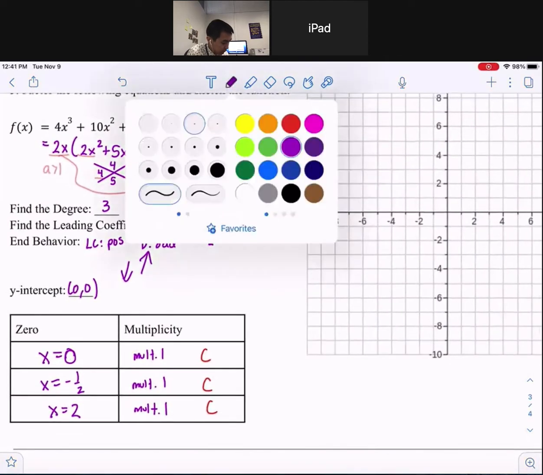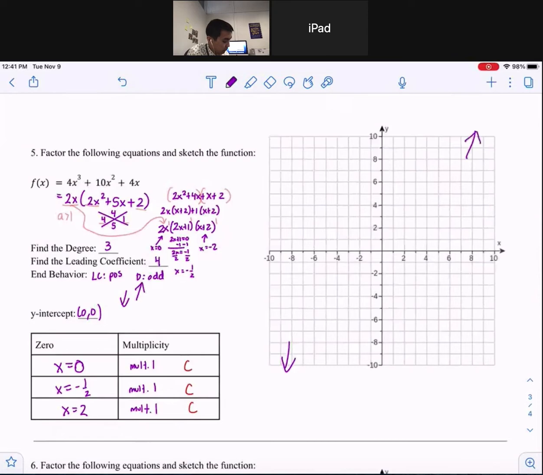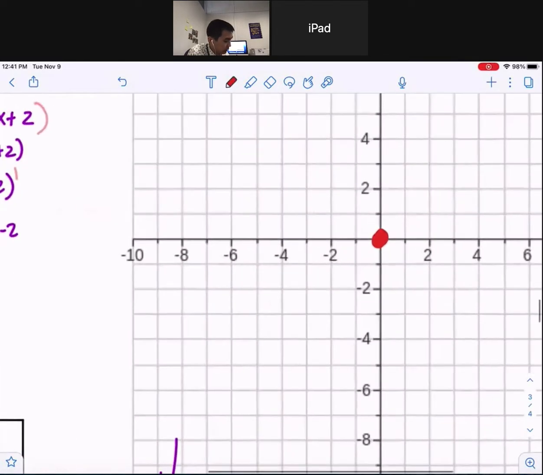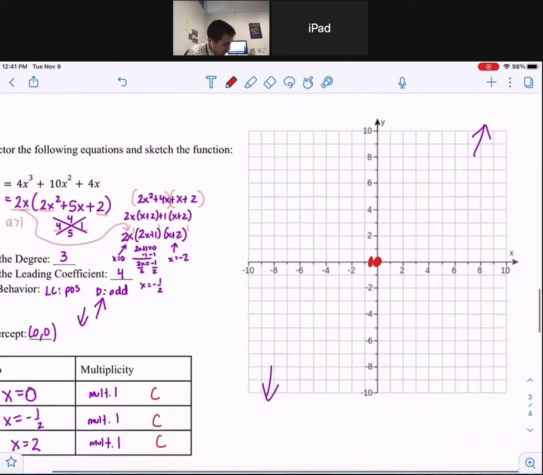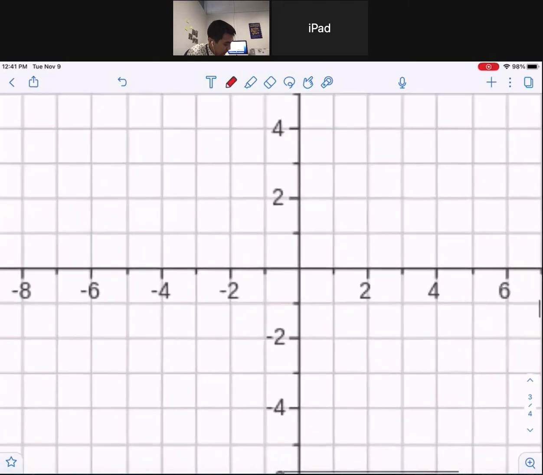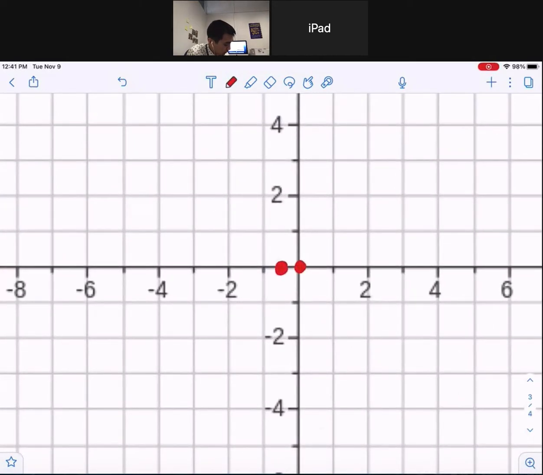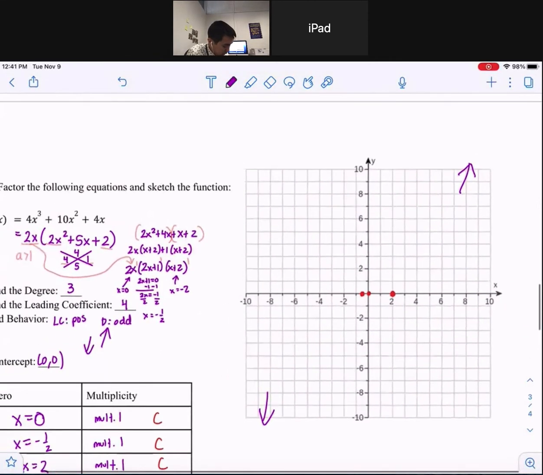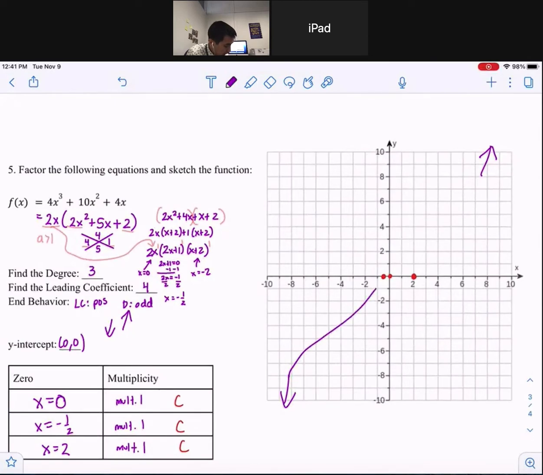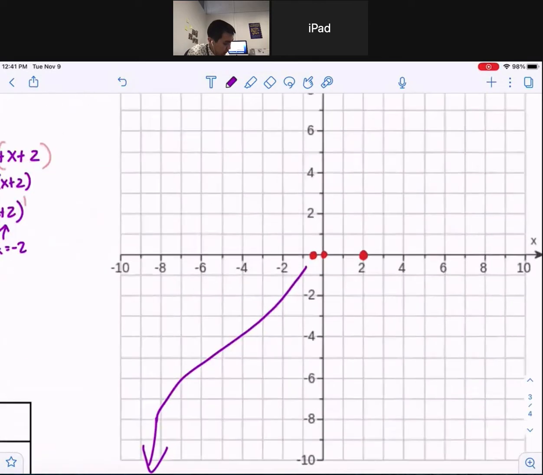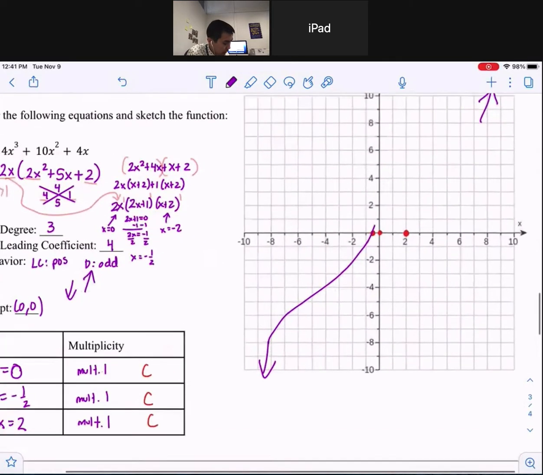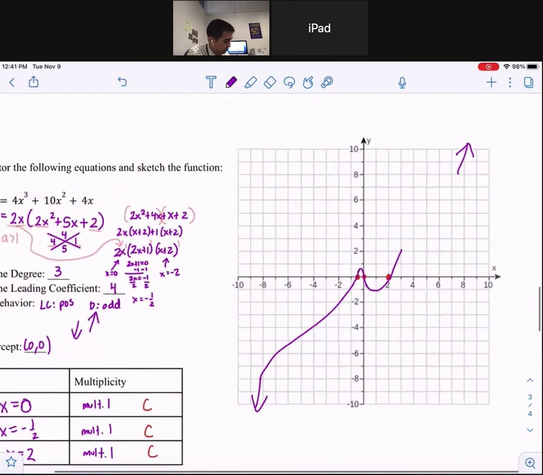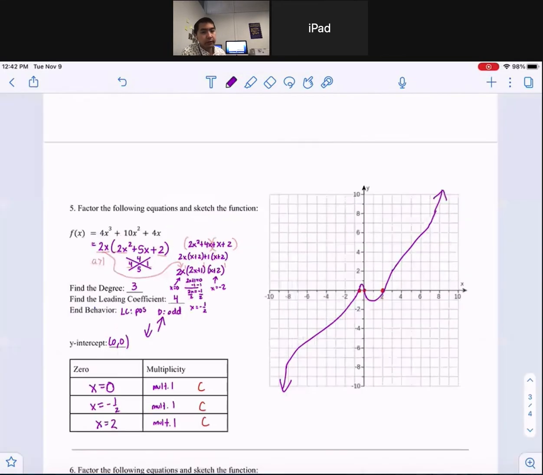Okay, so let's graph this. So down, up. x equals 0, x equals -1/2, that is -0.5. So that's going to be really close to 0. Here, I'll separate these. And then at 2. And now it's time to graph. So start from the left. When we're approaching -1/2, that's like -0.5, it crosses. When it interacts with 0, it crosses. And when it interacts with x equals 2, it crosses. So you just go right through them. And that should be your graph for that one.